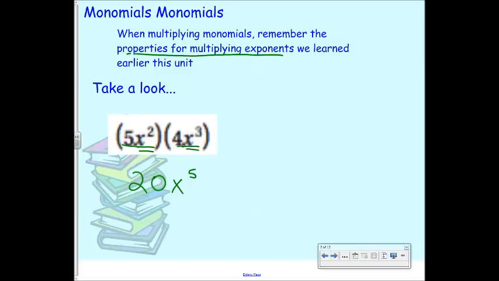Brendan? Well, the other problems were addition and subtraction, so no. So again, addition and subtraction, you have to have like terms. Multiplication, you do not. Multiplication, you're basically multiplying your coefficients, and then you're looking at it, because really, these are all a long string of multiplication problems. So you can do 5 times 4, and then x squared times x to the 3rd, which ends up giving you x to the 5th.